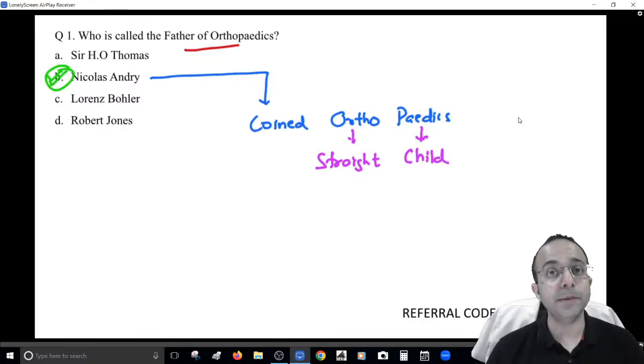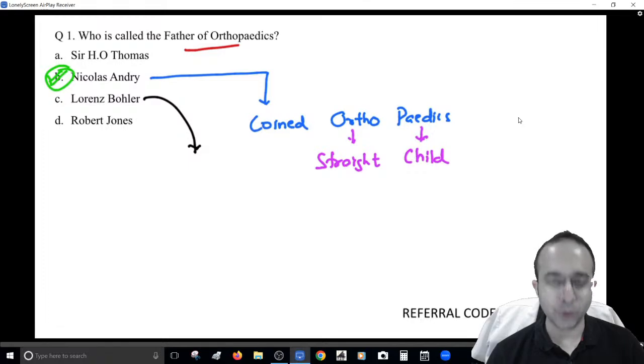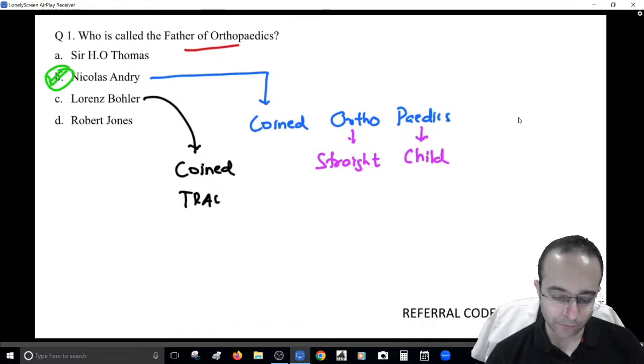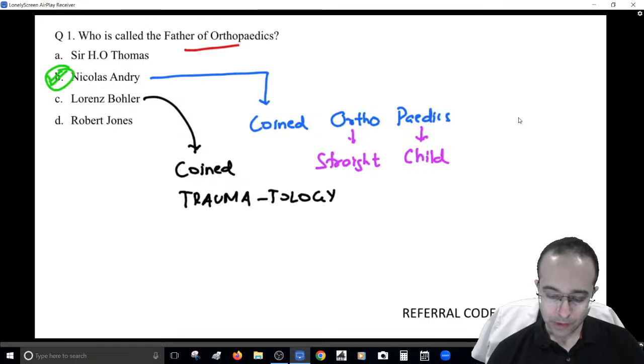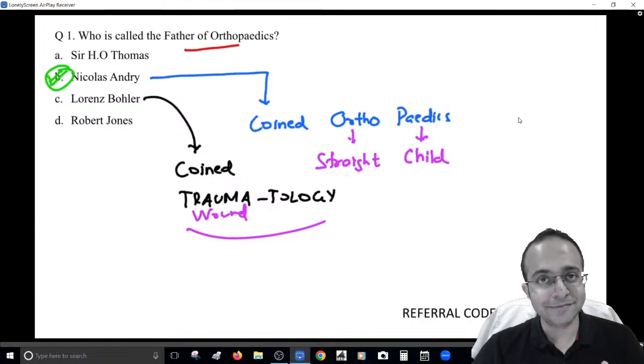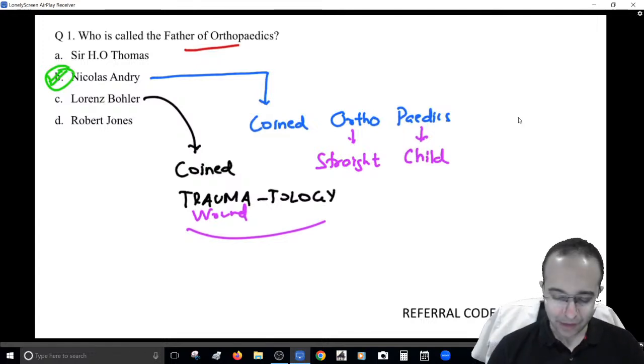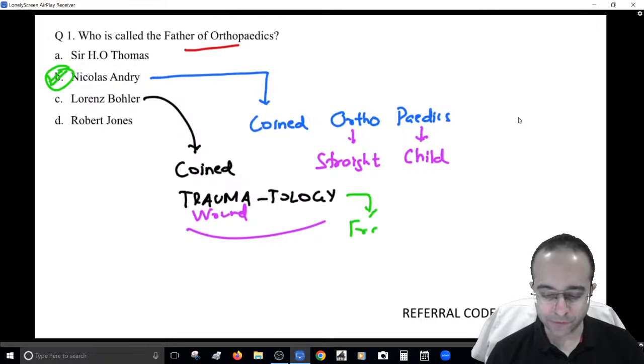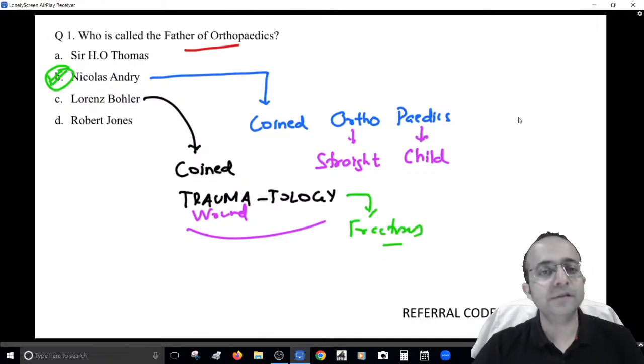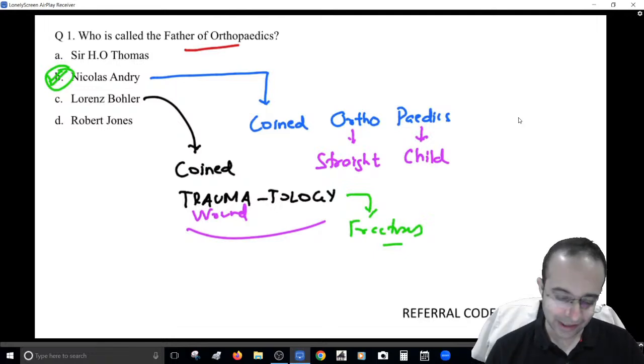But there are some other important people who also get credit and respect in orthopedics, like this gentleman Lorenz Böhler. He is the gentleman who is supposed to have coined this word traumatology. Now this word trauma basically means wound. So it is the study of wounds, and this is now a term extrapolated to the study of all fractures. So this word was coined by Lorenz Böhler. So he is called the father of traumatology. Clear enough?